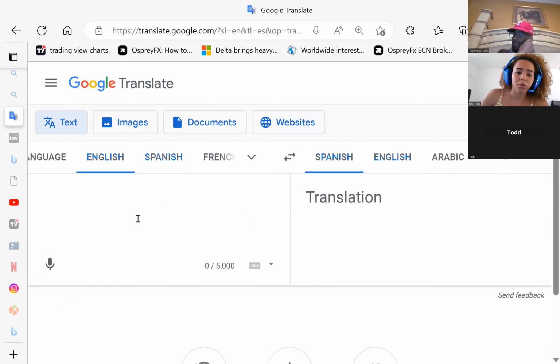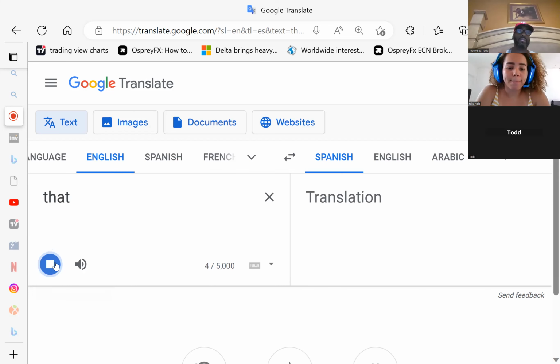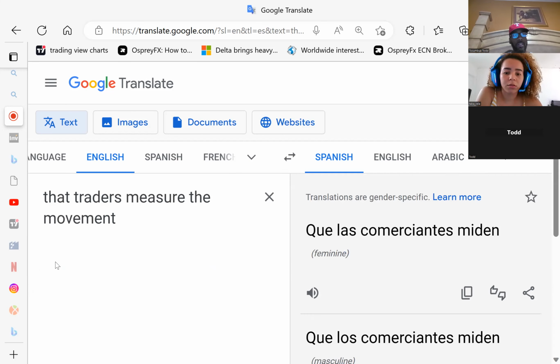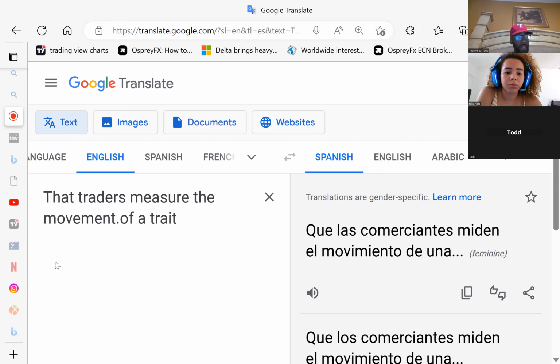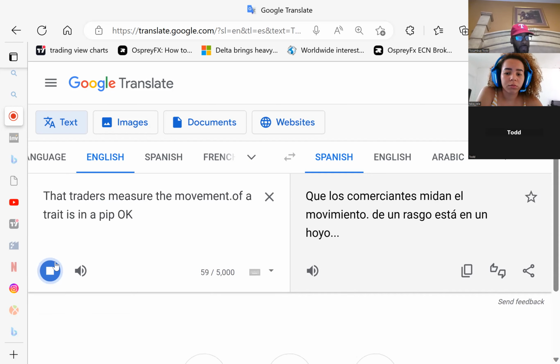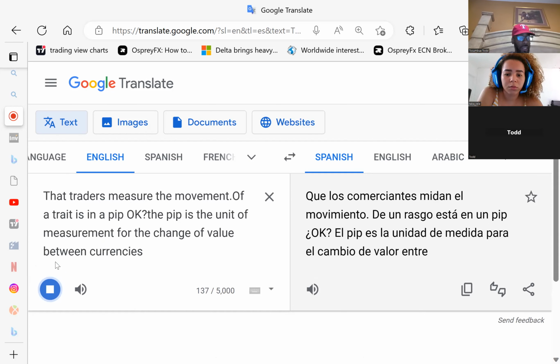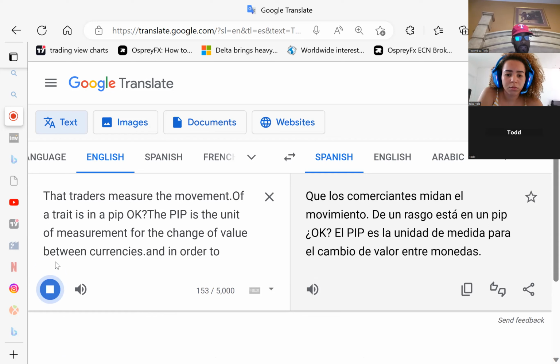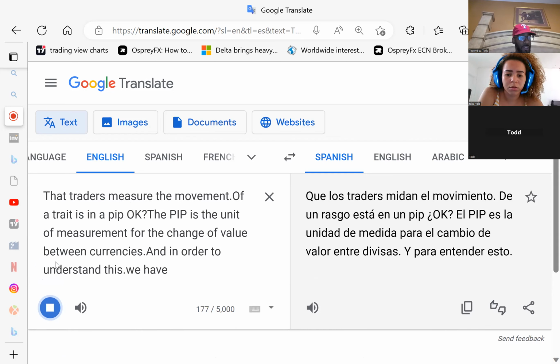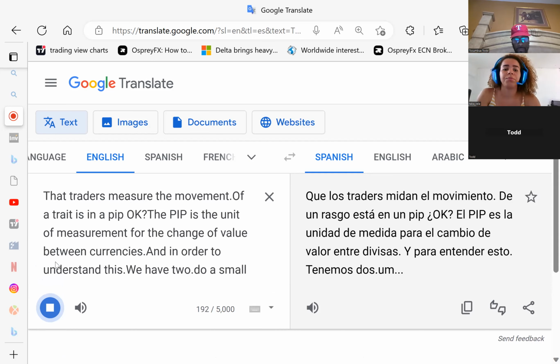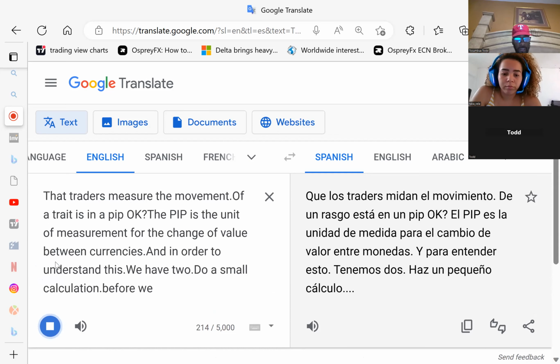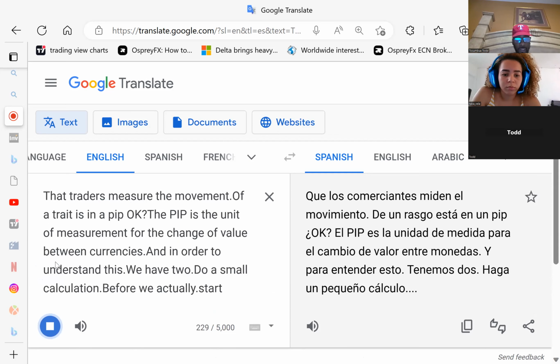Okay. Perfect. All right. So we will continue. The way that traders measure the movement of a trade is in a pip. Okay. The pip is the unit of measurement for the change of value between currencies. And in order to understand this, we have to do a small calculation before we actually start trading. Okay. And here's what I mean by that.